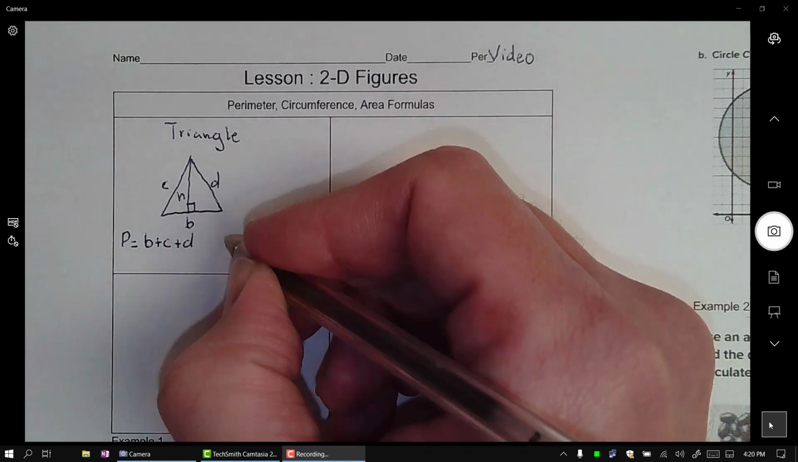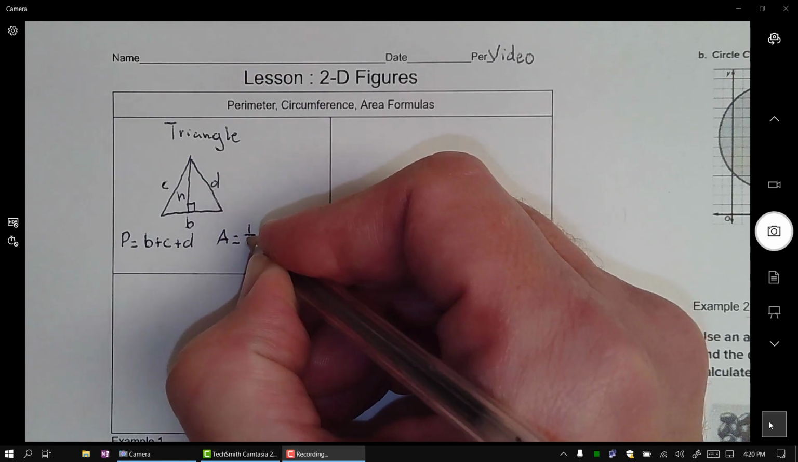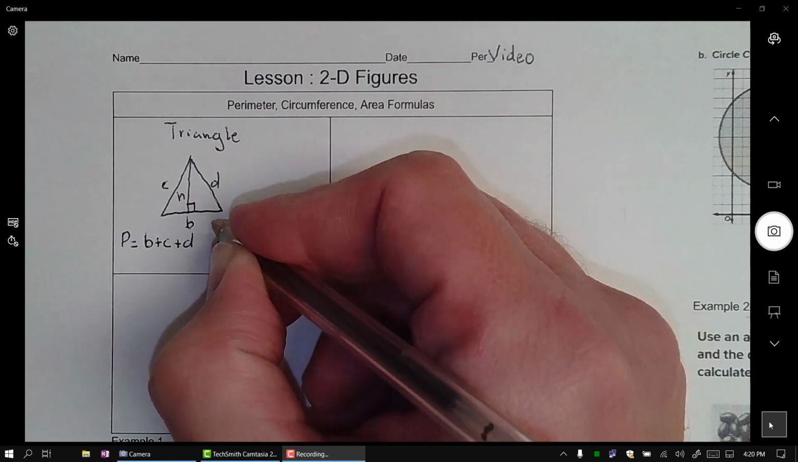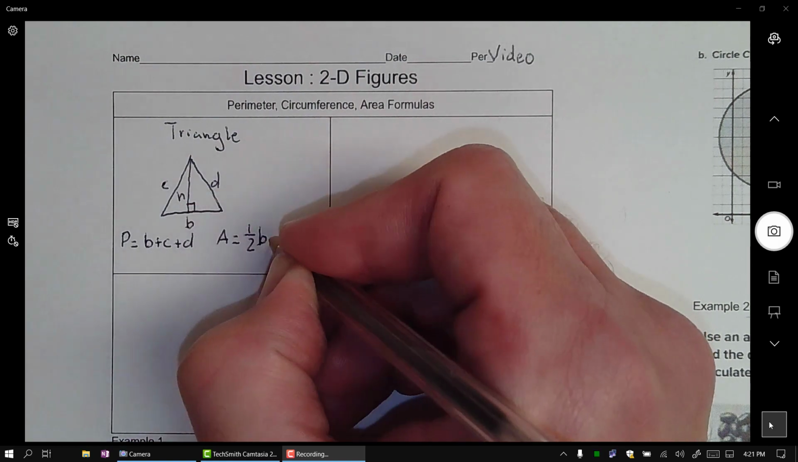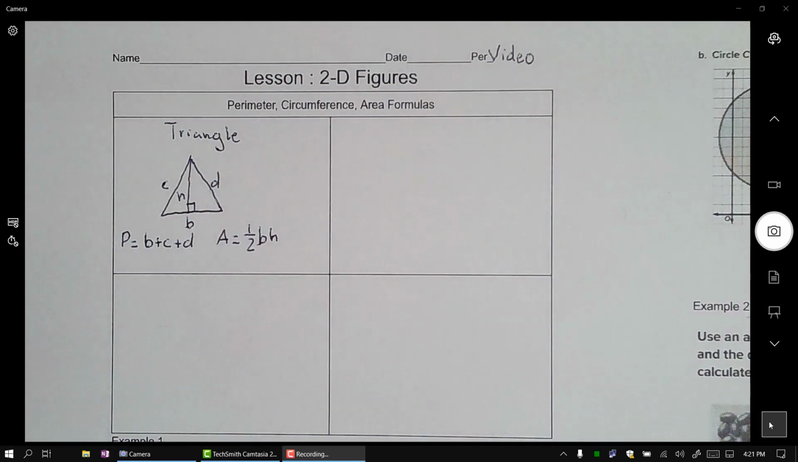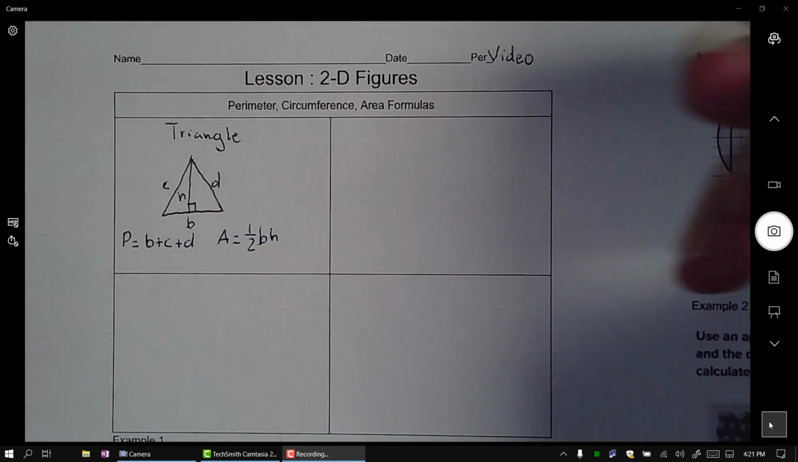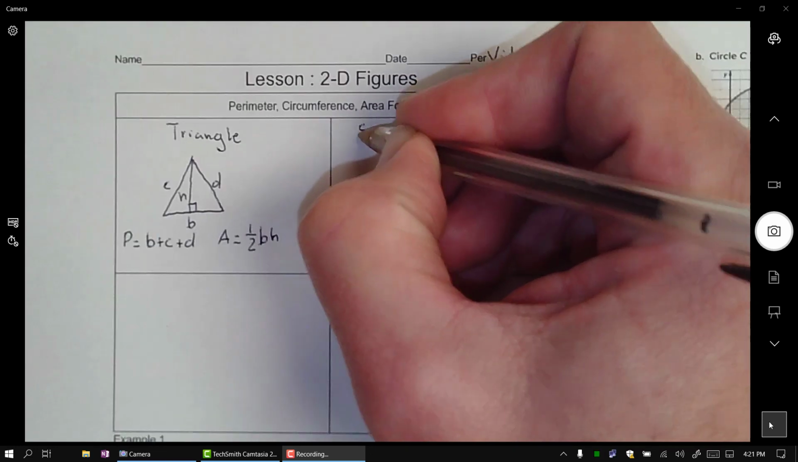The area formula for a triangle is 1/2 base, this bottom part down here, times the height, this part right here in the middle. So that is our perimeter formula and our area formula for triangles. The next one we're going to look at is a square.